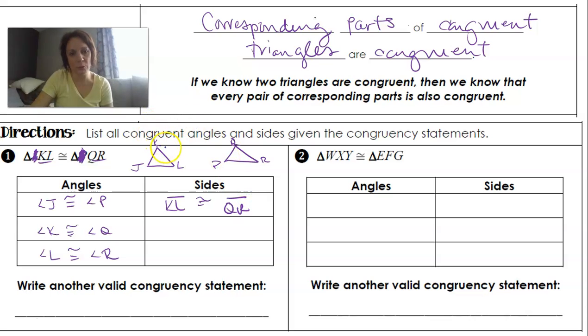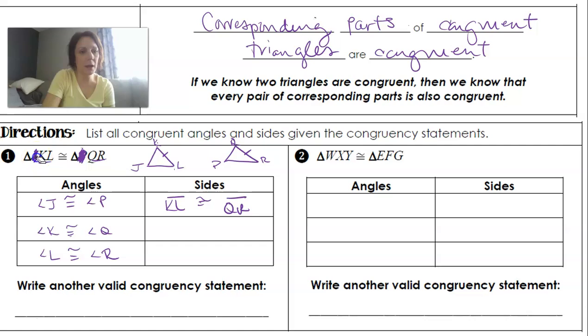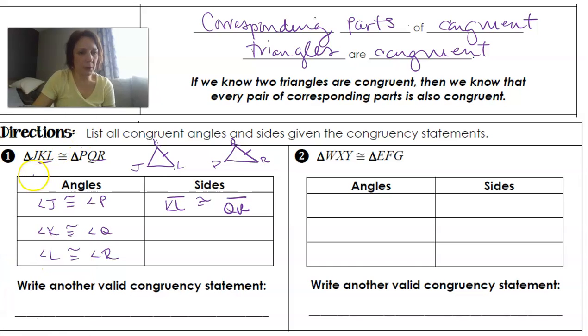And sure enough, look at this picture we drew. KL, QR. There they are. They're in the same position. I can do it again, and just instead of blocking out the first letter, I'm going to block out the second letter. So now I'm going to block out the K, and I'm going to block out the Q. What I have, side JL has to be congruent to PR.